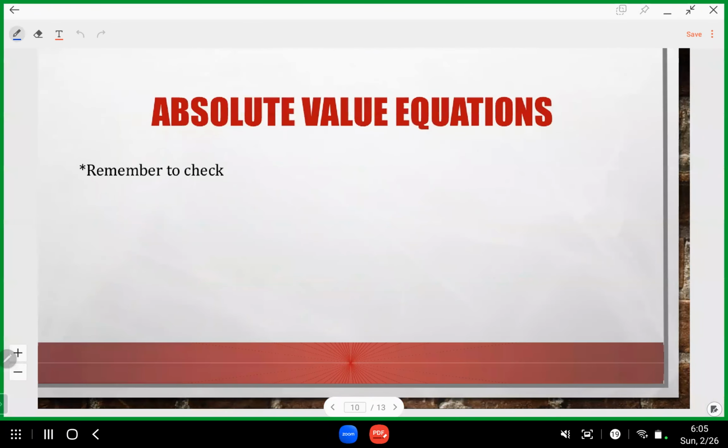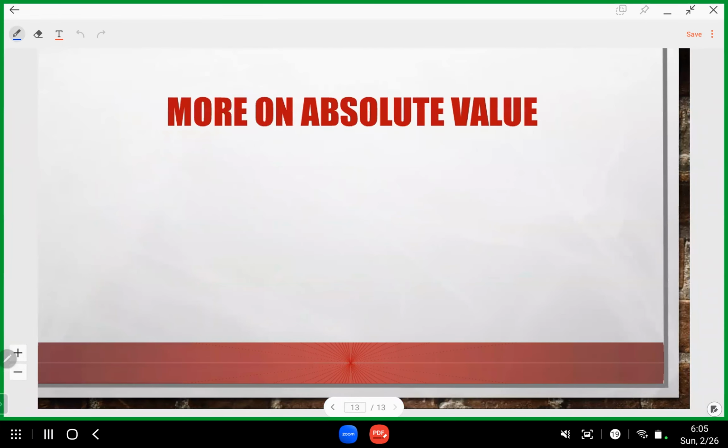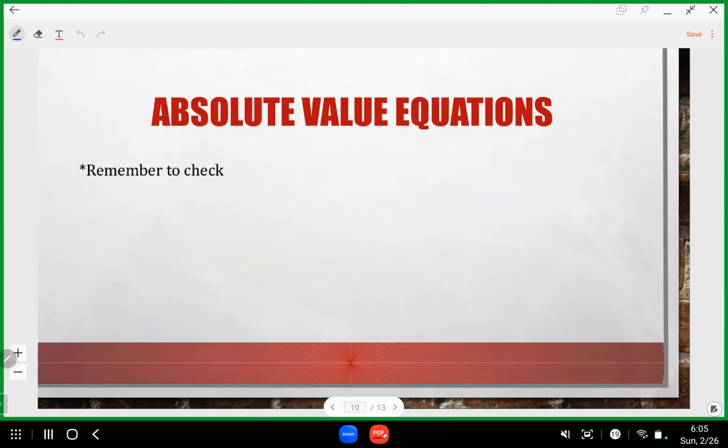So now let's move on to absolute value equations, which you might not have gone through before. Absolute value equations are different. Again, like those first linear equations that we talked about, you have to check these as well.